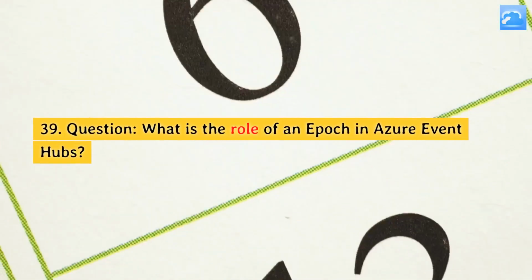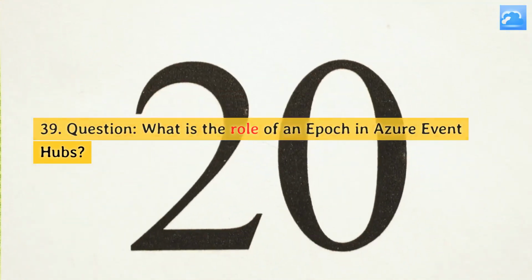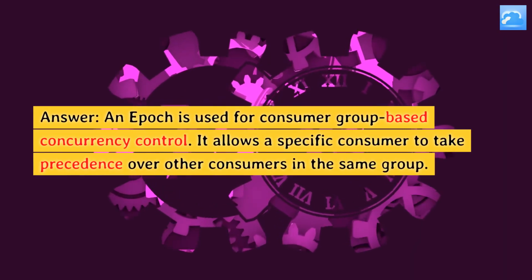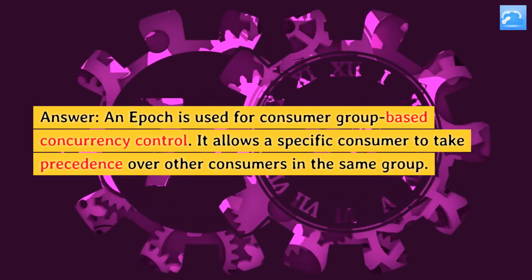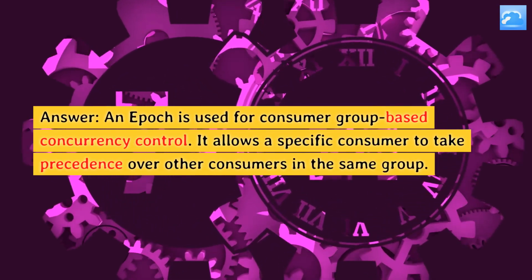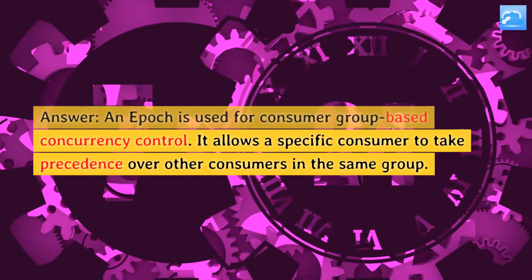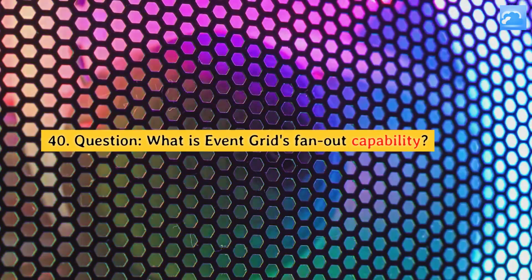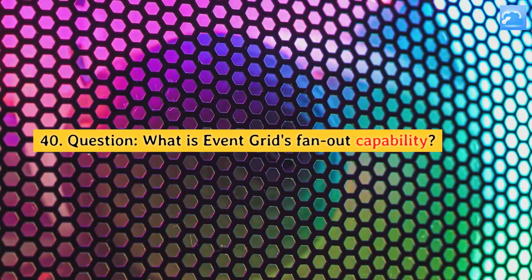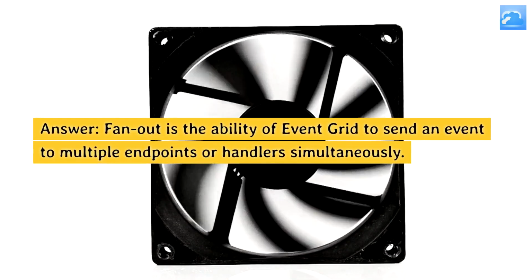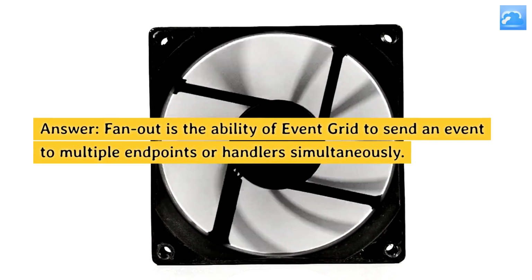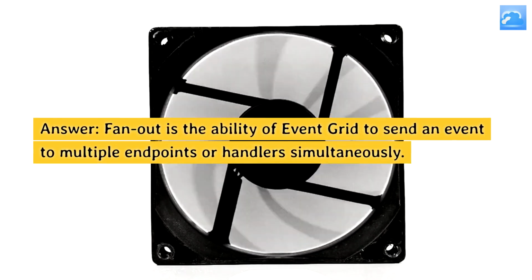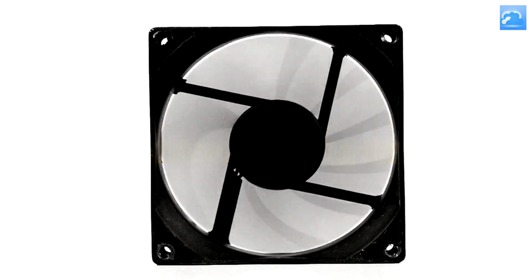39. Question: what is the role of an epoch in Azure Event Hubs? Answer: an epoch is used for consumer group-based concurrency control. It allows a specific consumer to take precedence over other consumers in the same group. 40. Question: what is Event Grid's fan-out capability? Answer: fan-out is the ability of Event Grid to send an event to multiple endpoints or handlers simultaneously.